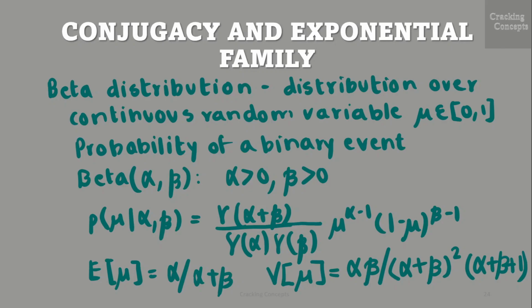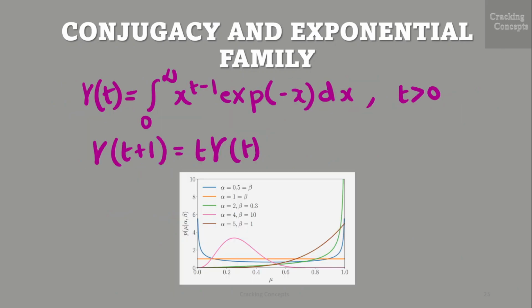Now here, gamma is a gamma function that is defined as gamma of t, which is an integral from 0 to infinity x raised to t minus 1 exponential of minus x dx, where t is greater than 0, and gamma of t plus 1 is t into gamma of t. Note that the fraction of gamma functions we saw before normalizes the beta distribution. Intuitively, alpha moves probability mass toward 1 and beta moves probability mass towards 0.